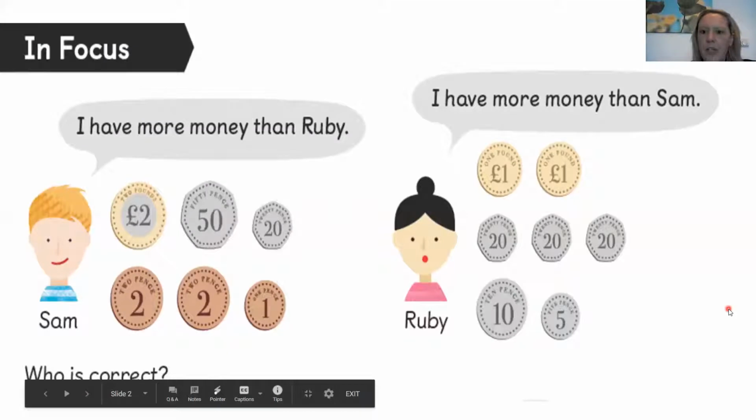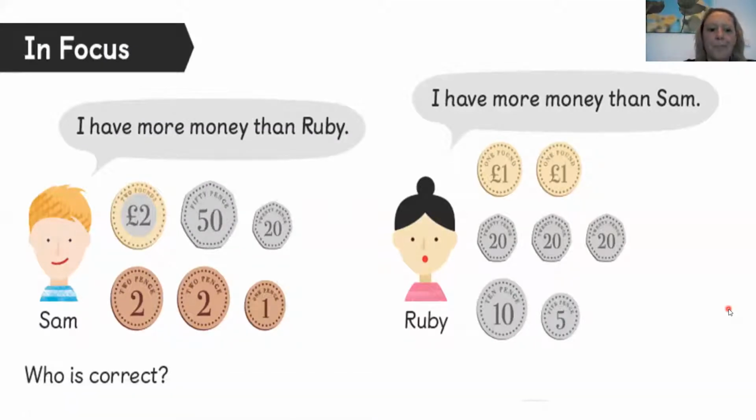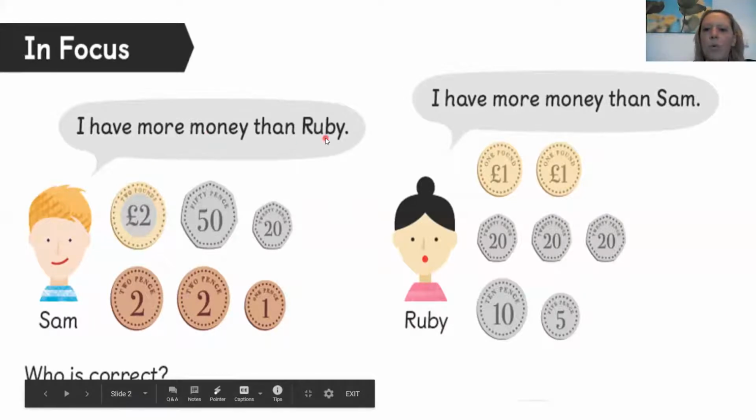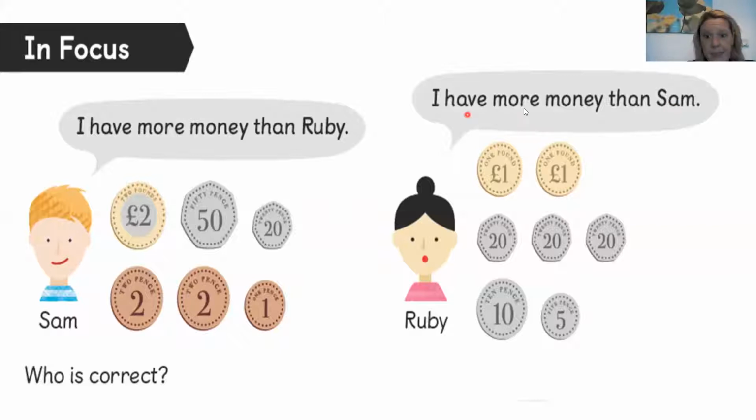So have a look at this screen here. Sam says that he has more money than Ruby. And Ruby says that she has got more money than Sam. Who is correct? Now, let's have a little look at this here. So here we've got £2. Remember, we look at our pounds first because they are the greatest in value.